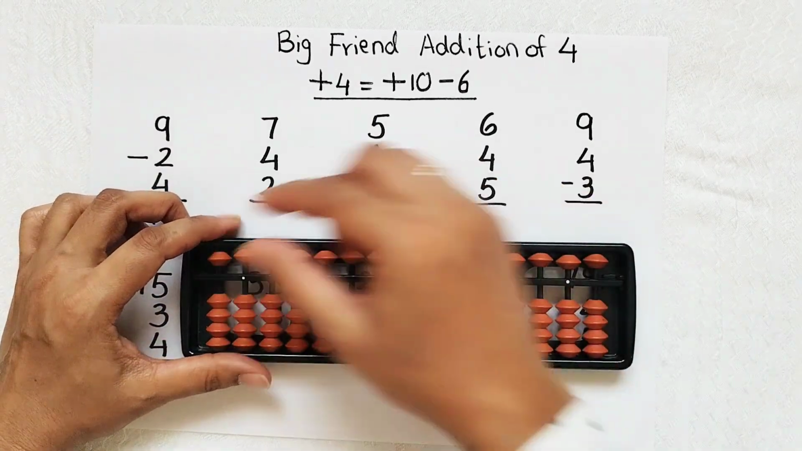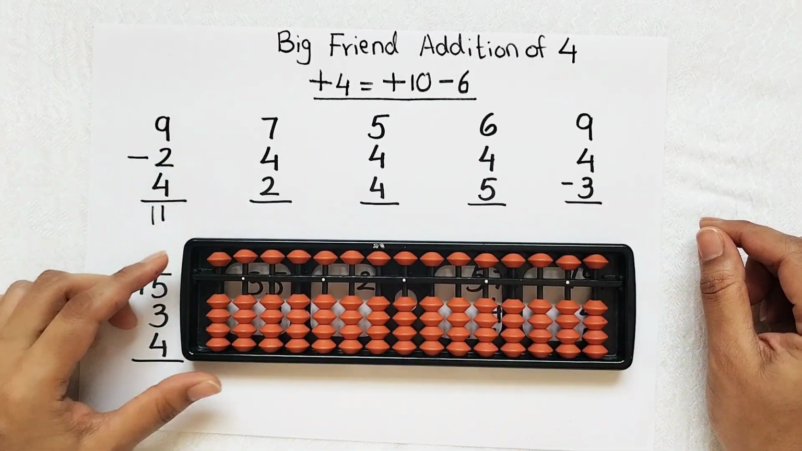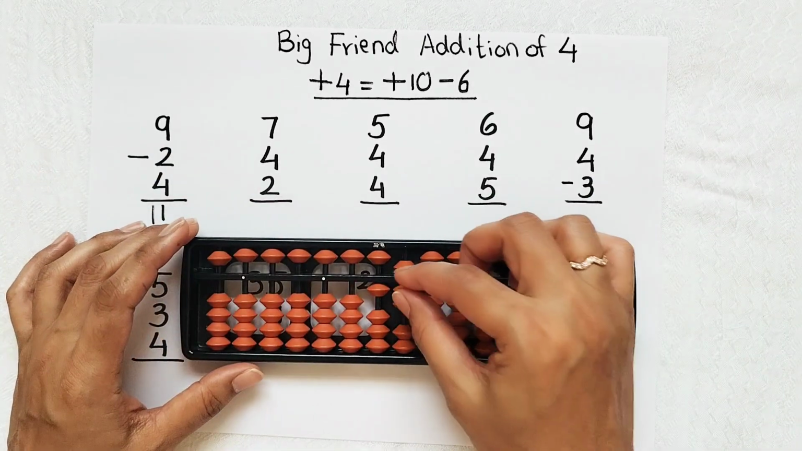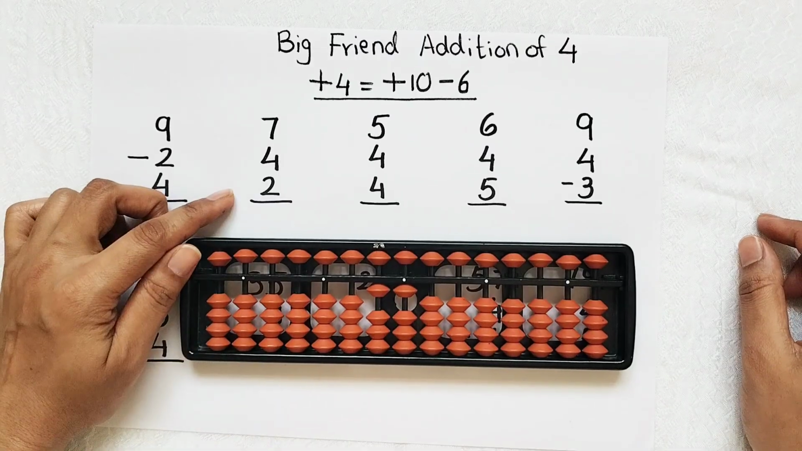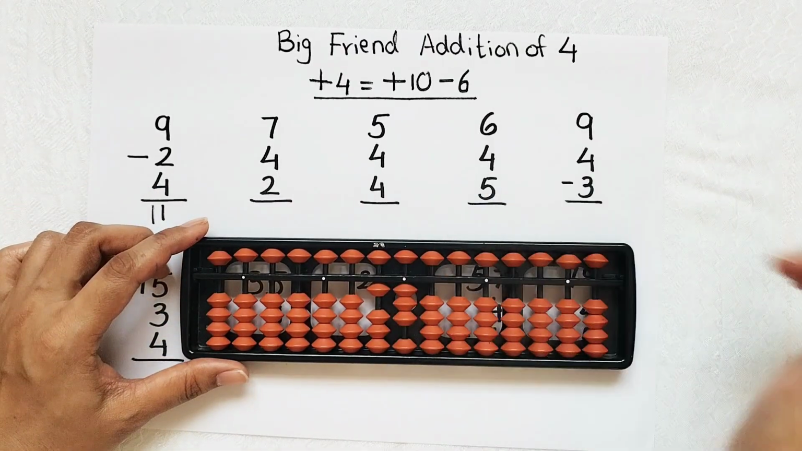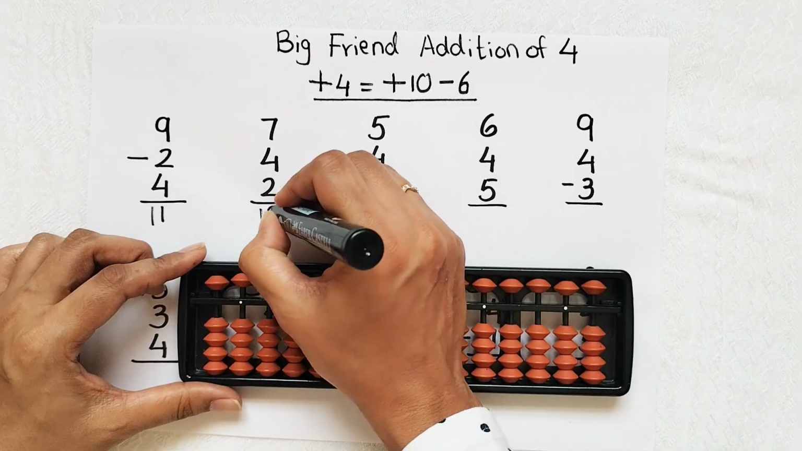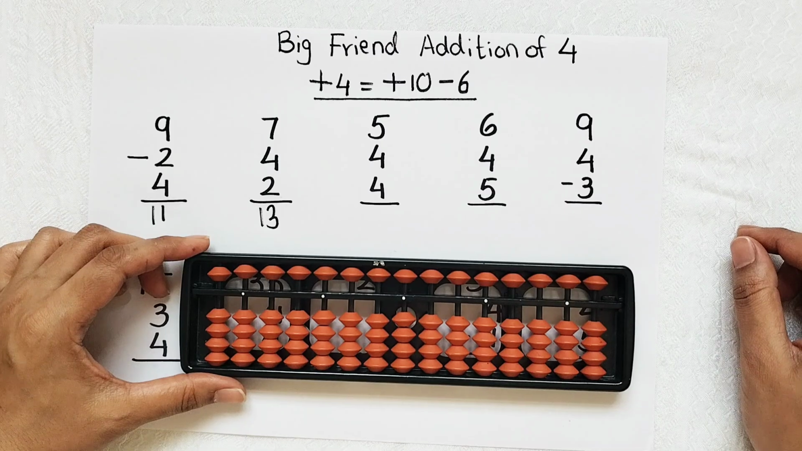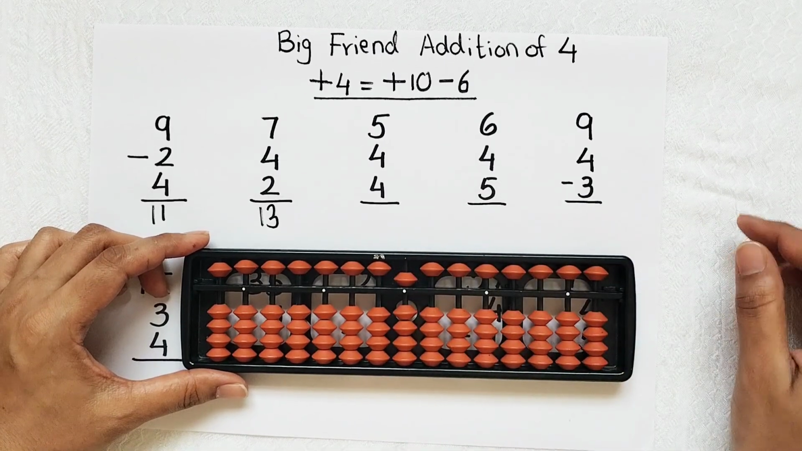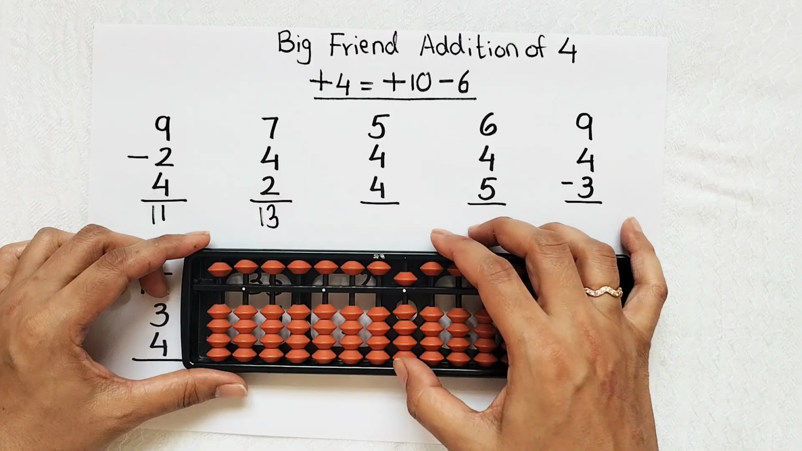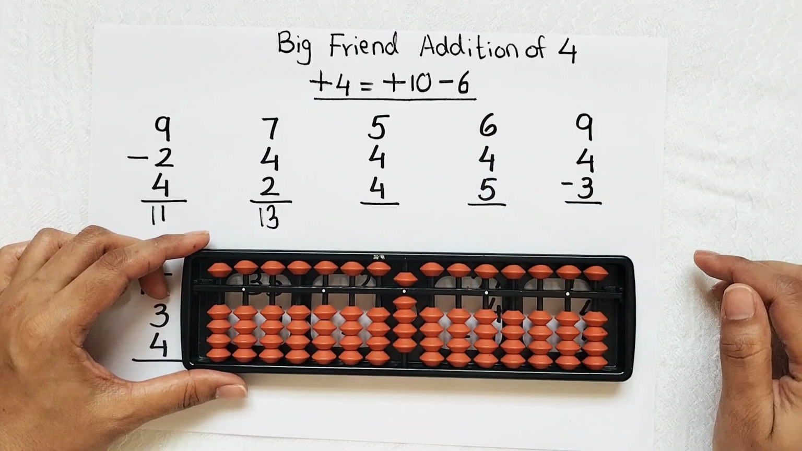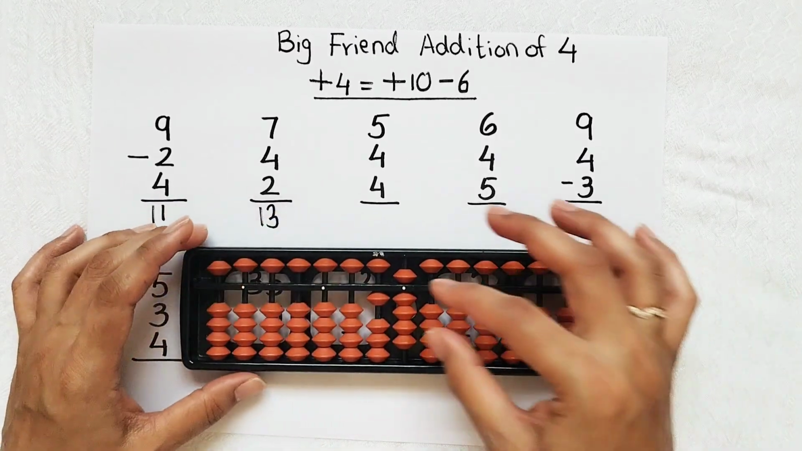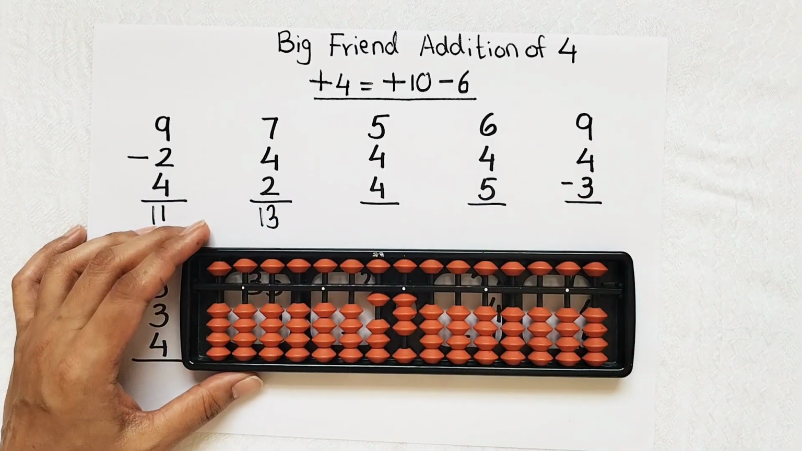Next one, 7 plus 4 plus 2. 7 plus 4 is plus 10 less 6 and plus 2. My answer is 13. Next one, 5 plus 4 plus 4. 5 plus 4. Can I do it directly? Yes. Again, plus 4. Now I cannot. So I have to use the formula. Plus 10 less 6. My answer is 13.